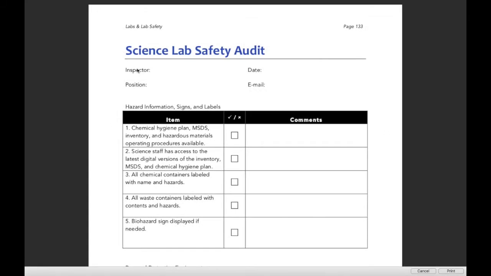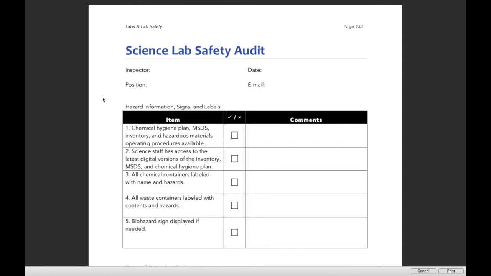Okay, next here is your lab safety audit. This is in your resources, it's in your notebook. This takes more time to do. It will probably take you most of a day. And so it's something you can do over the summer or during a break day.